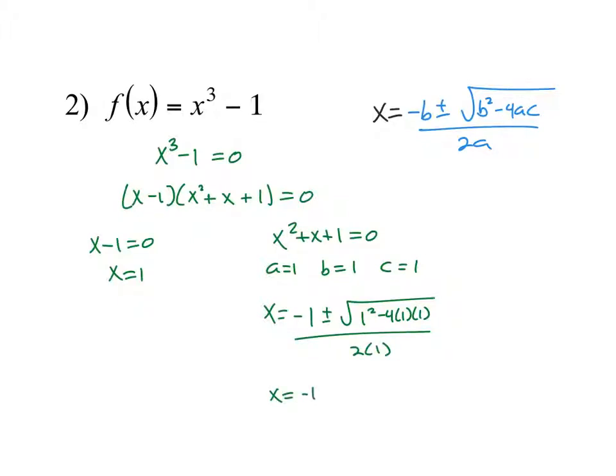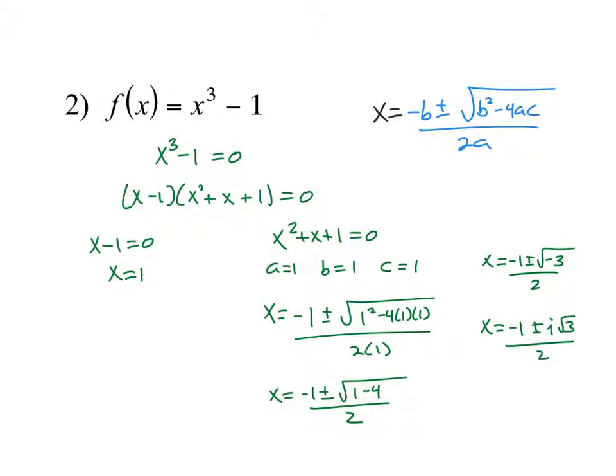So x equals negative 1 plus or minus the square root of 1 minus 4, divided by 2. So x equals negative 1 plus or minus the square root of negative 3, divided by 2. So x equals negative 1 plus or minus i square root of 3, divided by 2. So I have my answers there.